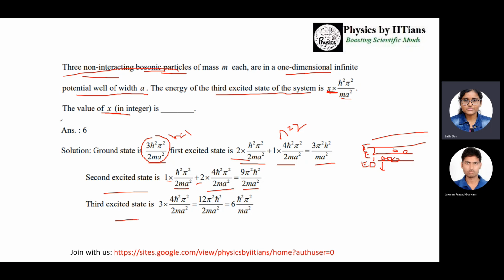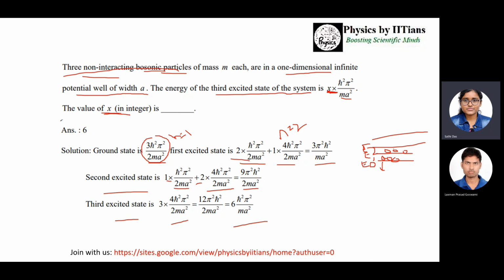And what is the third excited state? Third excited state is where all of the bosons have come from the ground state to the first excited state, all three of the particles, that is 3 into 4π²ħ²/2m². So the answer is 6π²ħ²/m². So the value of x is 6 here.